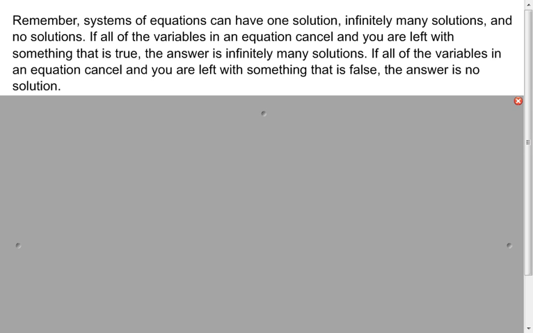We don't have lines to look at anymore, so this is what you look for. If all of the variables in your equation cancel out, and you're left with something that is true, infinitely many is your answer. If all the variables in the equation cancel out and you get something left at the end that's false, your answer is no solution. Okay, so that's what you're looking for with the special cases now.